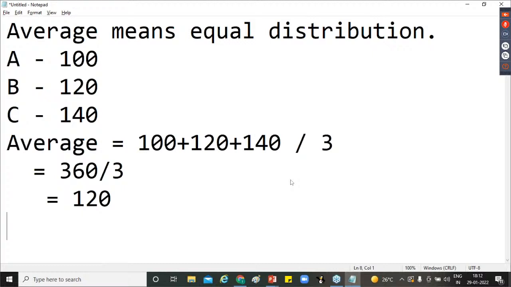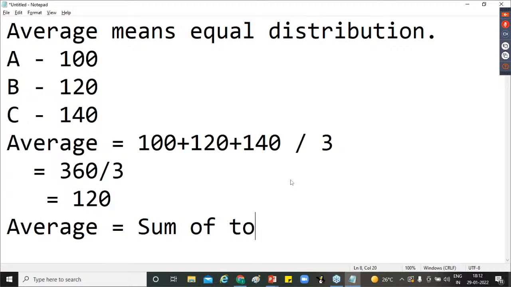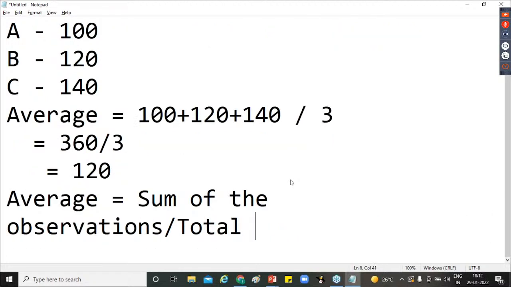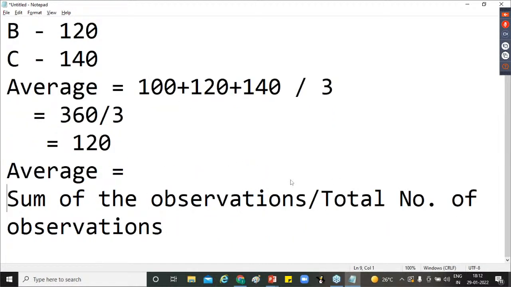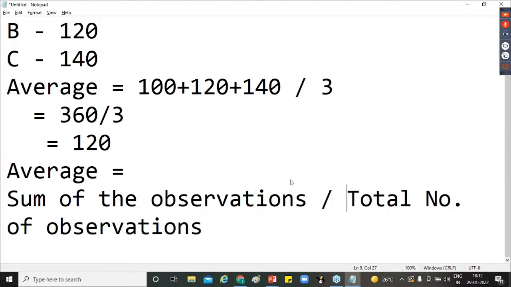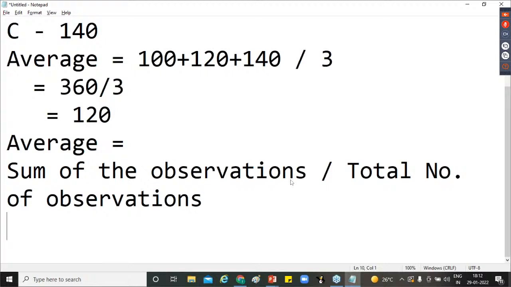So in general, how can you find the average? The average is equal to the sum of the observations divided by the total number of observations. Clear? So whenever they give the sum of the observations by the total number of observations, every time we don't want to follow this formula.